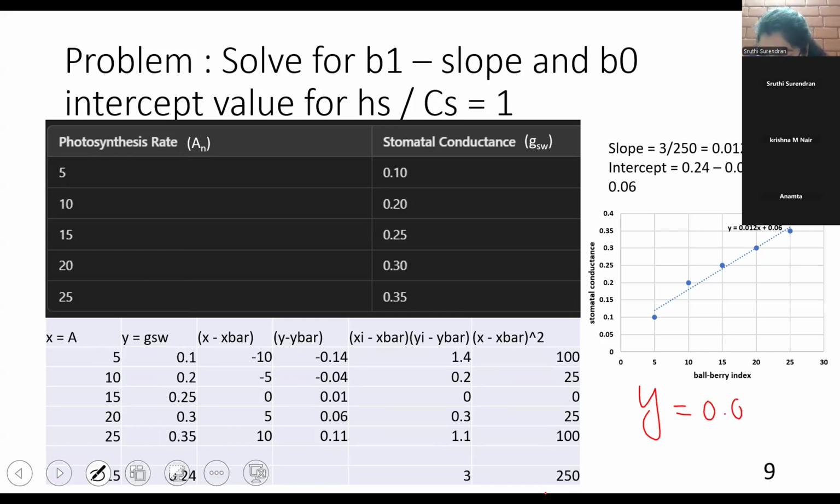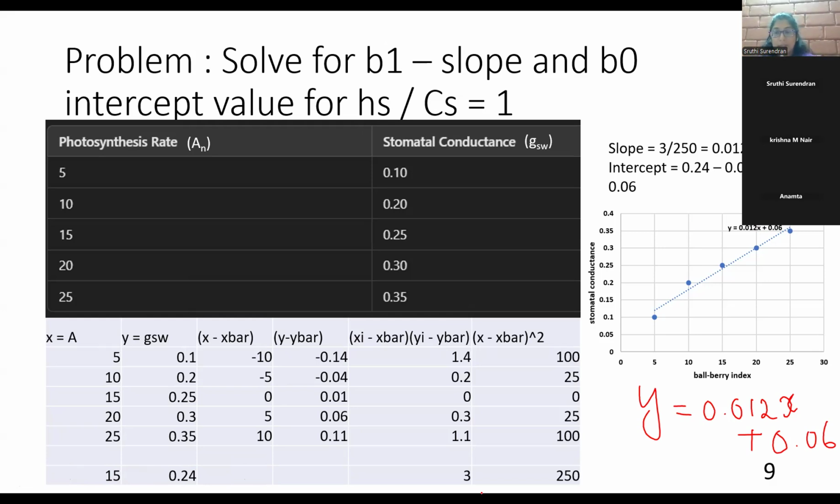So 0.012x plus the intercept, which is 0.06. So if you see the graph over here, this is the line equation. The equation of this line is 0.012x plus 0.06. So this is how the linear regression model works. But it is good that you attempted, so you understand where you might be going wrong.